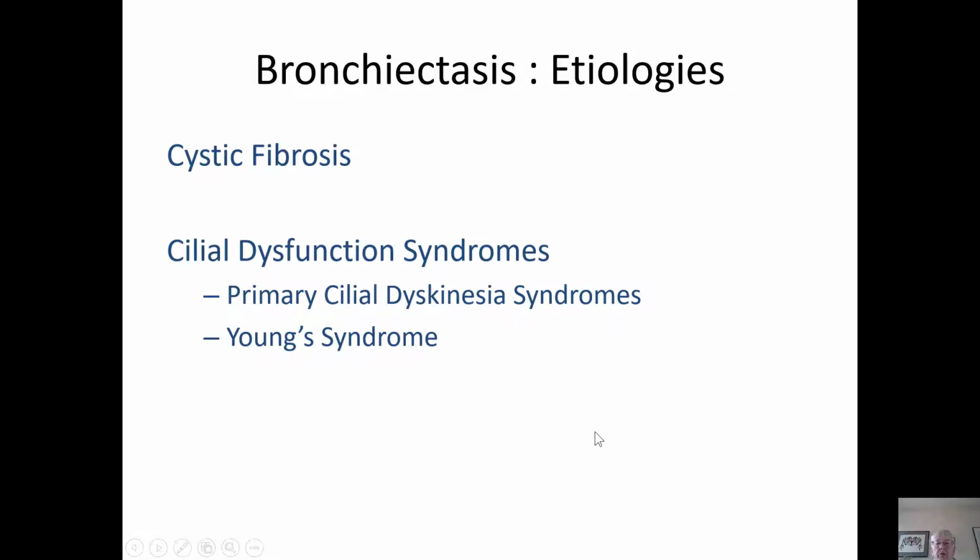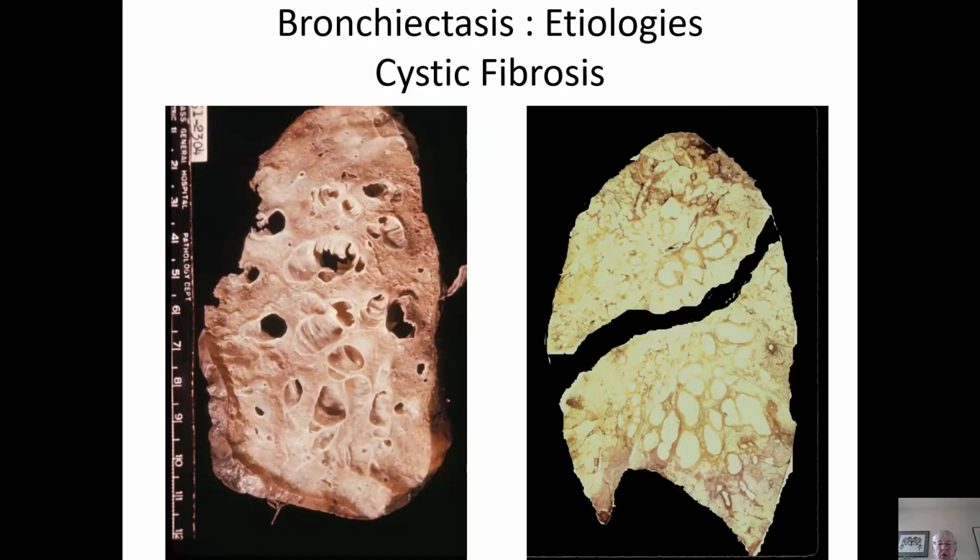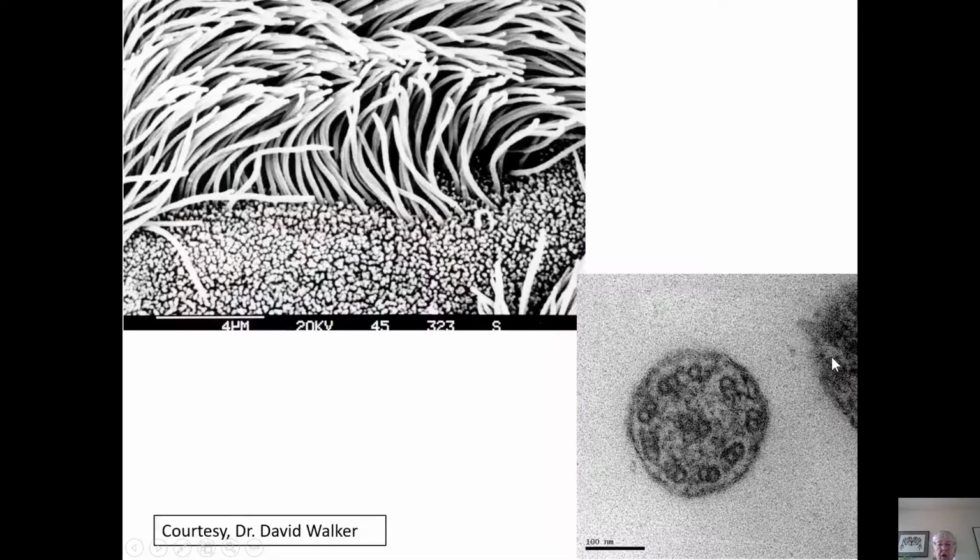Other etiologies of bronchiectasis include alteration of the mucus, particularly in cases of cystic fibrosis, with alteration of the cystic fibrosis transmembrane receptor, and the cilial dyskinesia syndromes, including the primary cilial dyskinesia syndromes and Young syndrome. Here is a gross specimen from a patient who died with cystic fibrosis, showing really quite marked bronchiectasis, and here's a Goff section, which again illustrates this pathology.